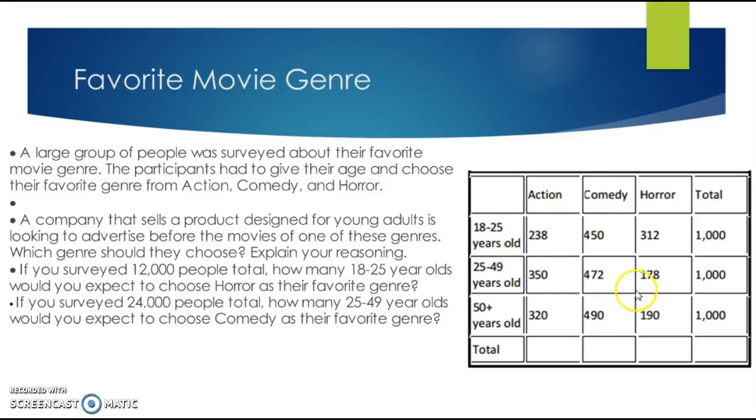The one thing I can see that we don't have is our total down at the bottom. They did already put the totals in for the 18 to 25-year-olds, 25 to 49, and over 50 group, but we need our totals for action, comedy, and horror. So to find your totals, we just add them up.